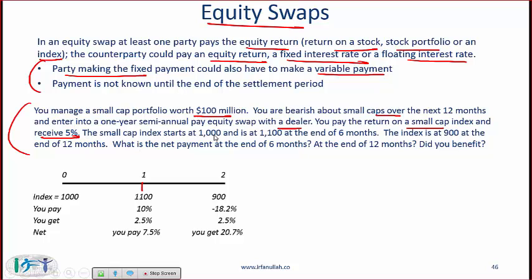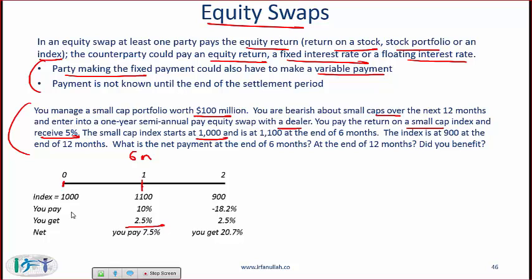The small cap index starts at 1000. So at time 0, the index is at 1000. And at the end of the first period, which is 6 months later, the index goes up by 10%. So how much will you pay? Since you are the equity index payer, you will pay 10%. How much do you get? You get 5% fixed, but that 5% is an annualized number. So on a 6-month basis, you get 2.5%.